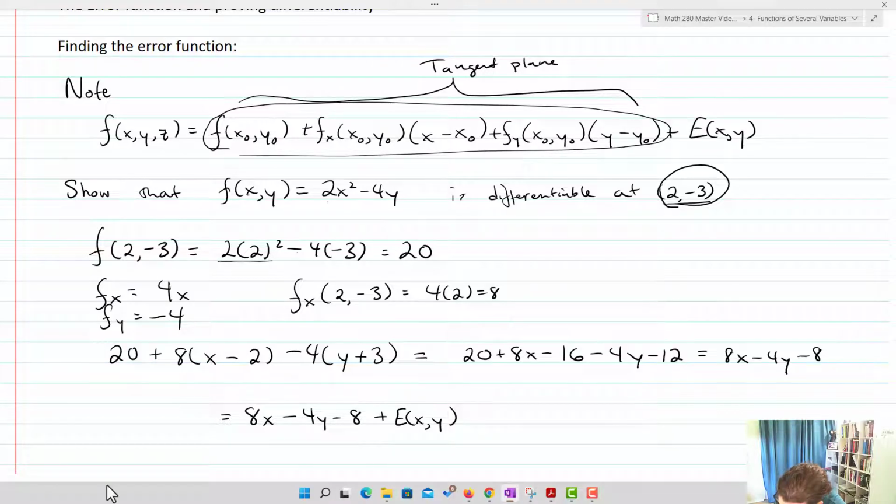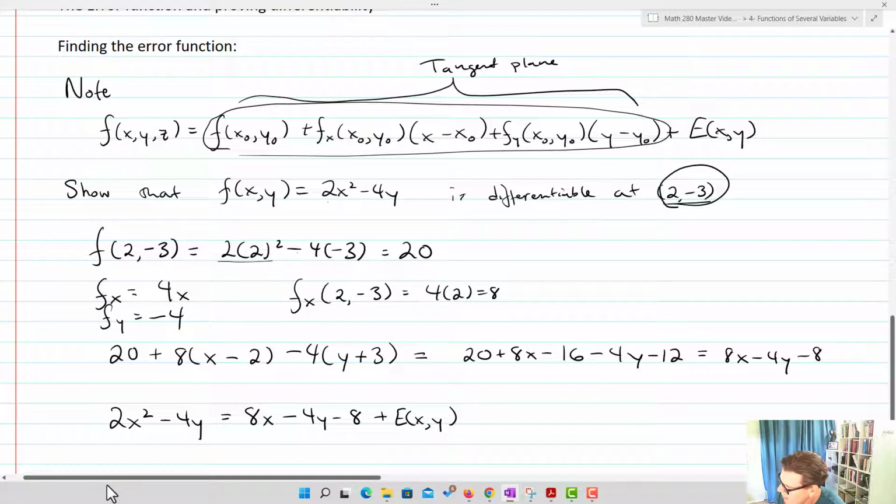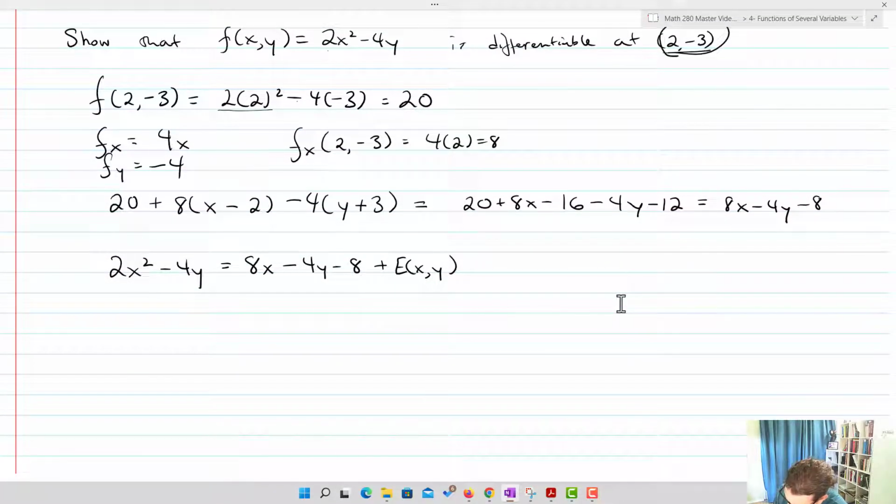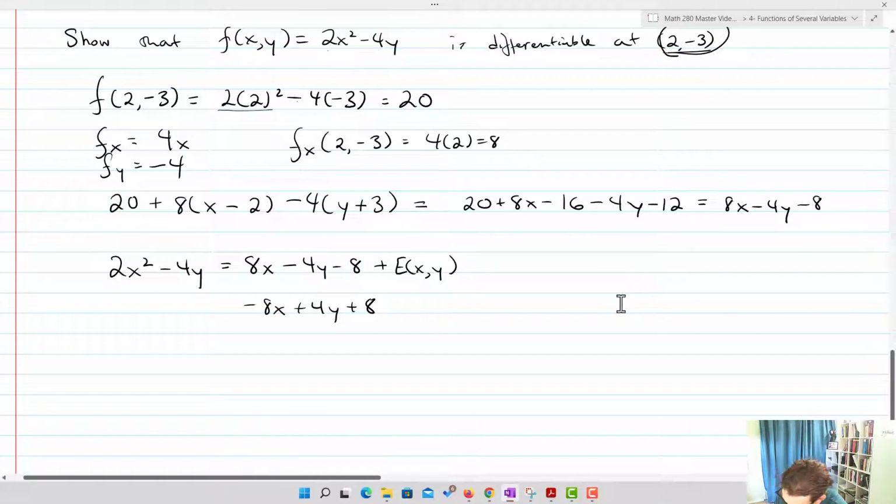And on the other side, I'm going to set that equal to 2x squared - 4y. So I got 2x squared - 4y. And in order to find e of xy, I'm just going to simplify. So I'll subtract 8x, add 4y, add 8. And so I get now 2x squared - 8x + 8 is what's going to be e of xy. That's my e of xy.